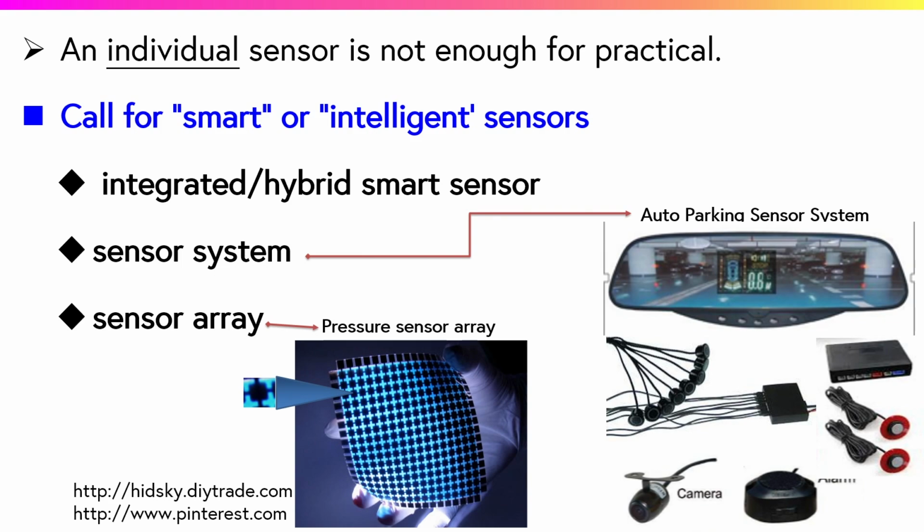Okay, the second one is the so-called sensor system. We take the auto parking sensor system as an example. You can see in the figure on the right, auto parking tells you how to park your car automatically. It will give the driver correct information or even visuals to know how to park, or let the car park automatically without the operation of the driver.